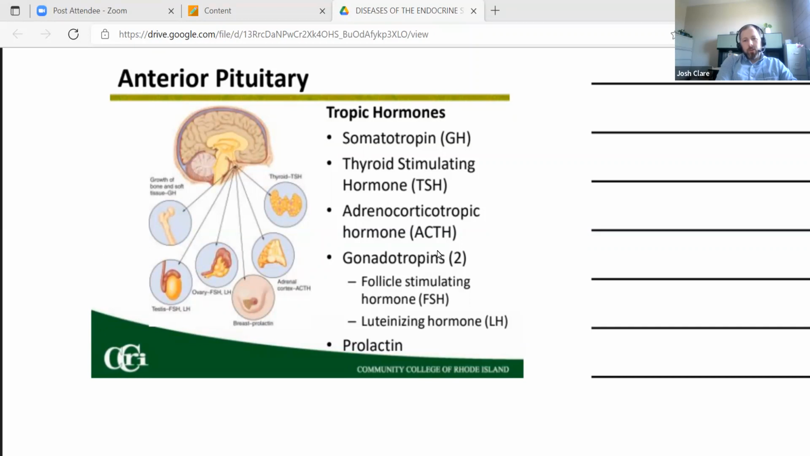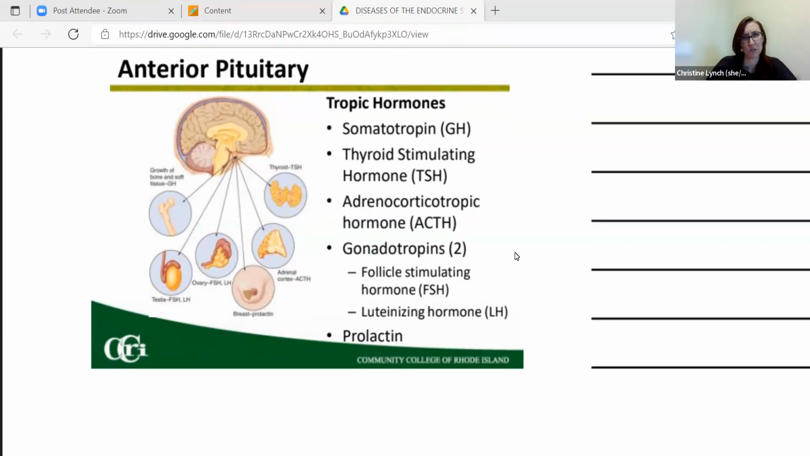Gonadotropins is a fun word to say. Yeah, I would say all these are really fun words to say. Yeah. I'm really enjoying myself.